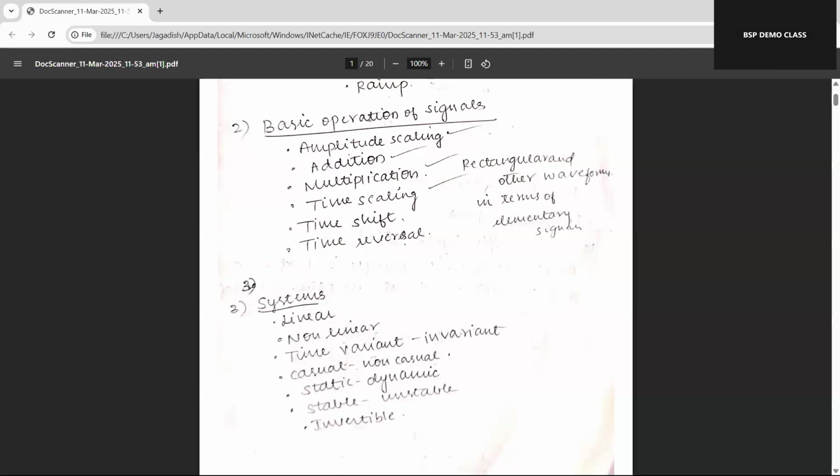In basic operation of signals, one problem will definitely come, from amplitude scaling, addition, multiplication, time scaling, time shift, time reversal. One problem they will definitely ask for sure. It is an 8 marks question. In all the papers you refer, even the first attempt, you can see one question will come from this.